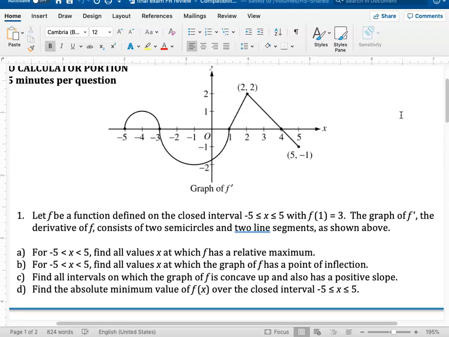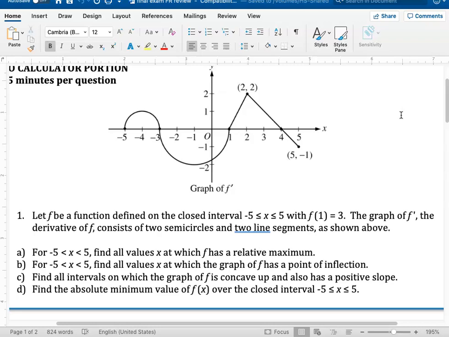-5 to -4. What's the second interval? 1 to 2. So -5 to -4 and 1 to 2, because f prime is above the x-axis, which means f prime is positive, which means f is increasing, and f prime is increasing, which means f double prime is positive, which means f is concave up.